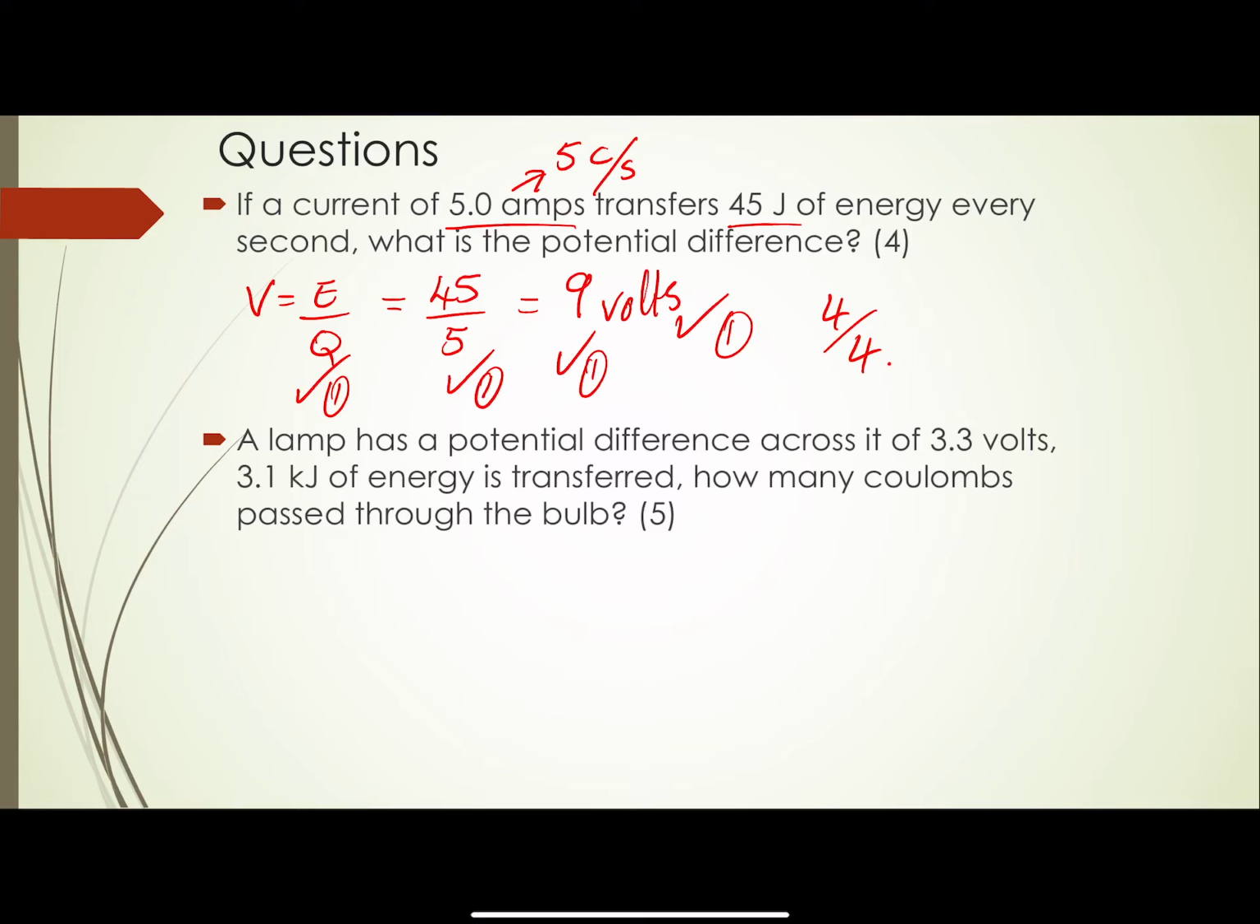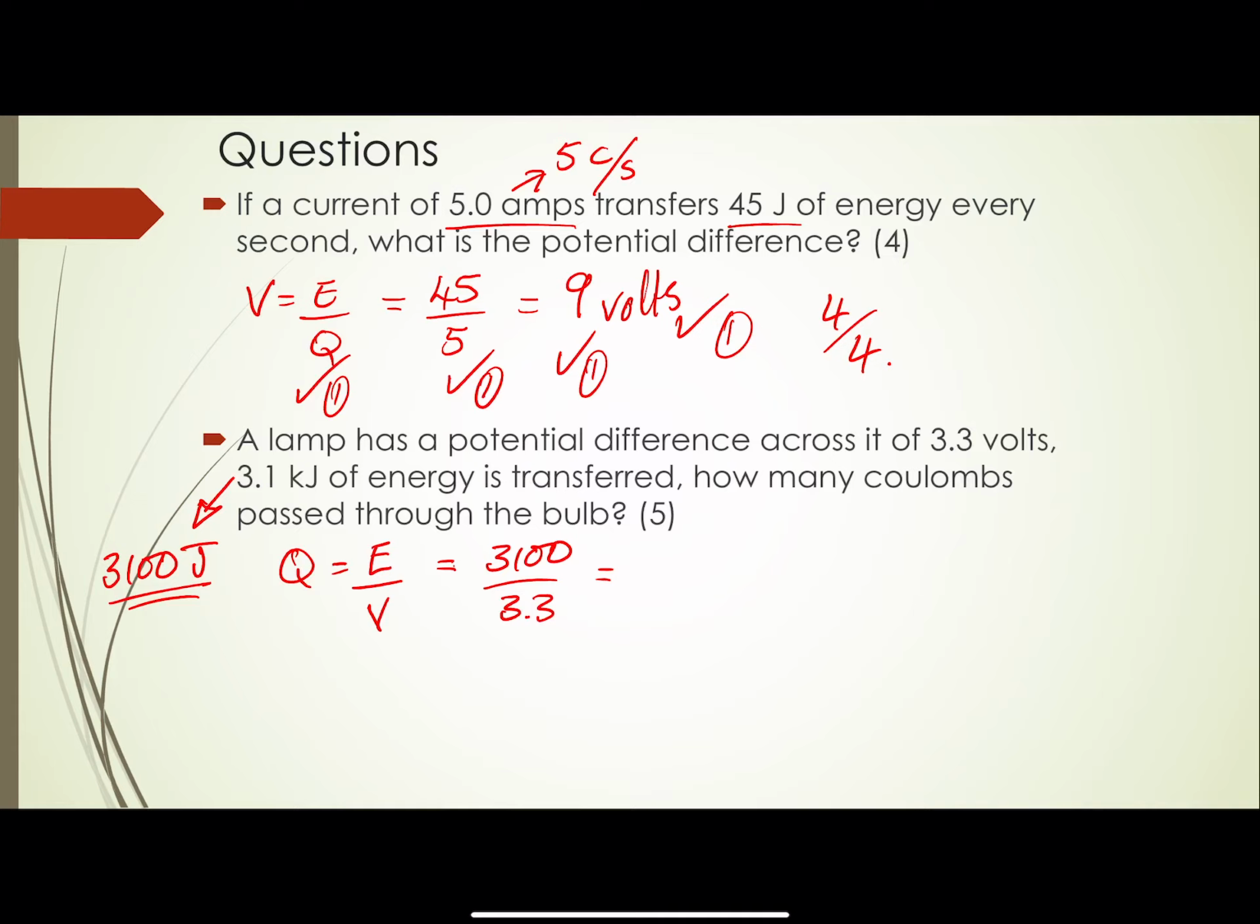So here we've got 3.1 kilojoules. We need to change that to joules. And it's 3,100 joules of energy. So now we can use the equation. And the equation is charge equals E divided by V. Let's put the numbers in the same places. We've got 3,100 divided by 3.3, which you're going to need to use your calculator for.